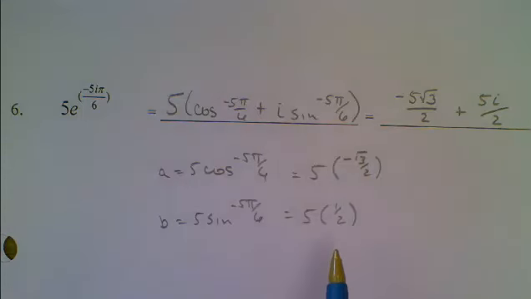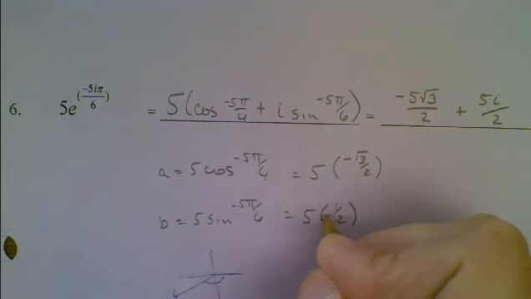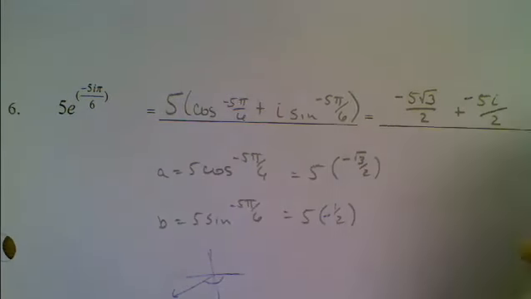And I'm just thinking about -5 pi over 6. I think this should be a negative, right? -5 pi over 6 is right here. So it should have a negative cosine and a negative sine. So that would be a negative for that.